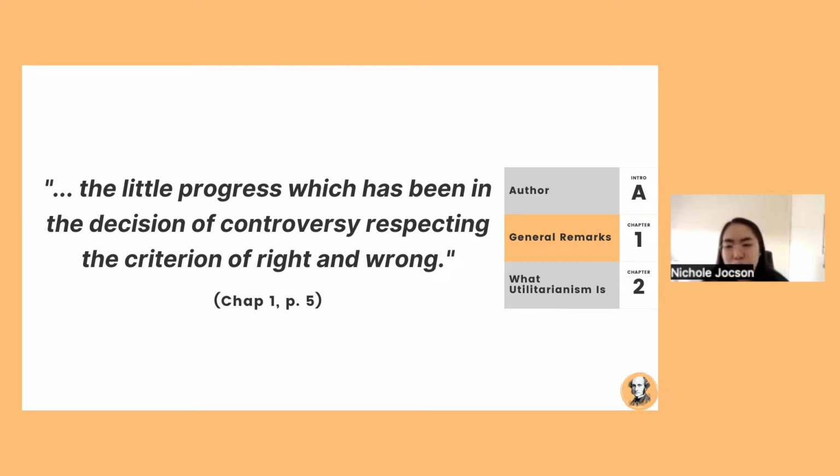Okay, so Mill opened the chapter by saying that 2,000 years later, philosophers are yet to come to a consensus on a set of standards to determine what is morally right from wrong. And yet, neither the philosophers nor mankind are any closer to a conclusion on the matter of having a criterion. So Mill argued on the little progress which has been made in the decision of controversy respecting the criterion of right and wrong.